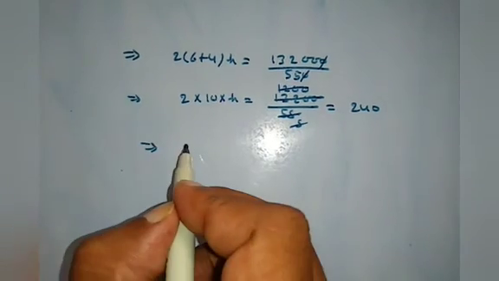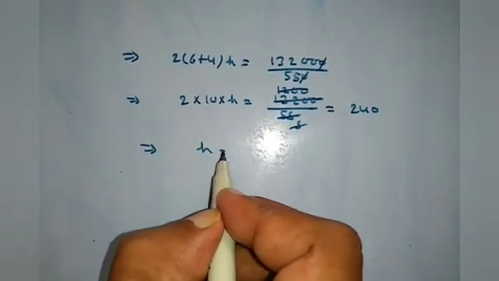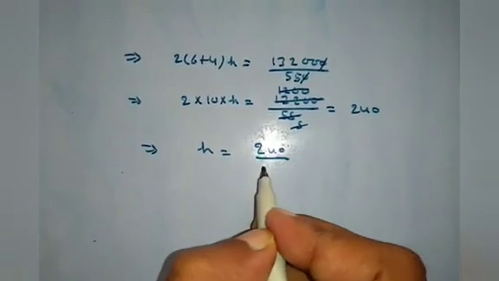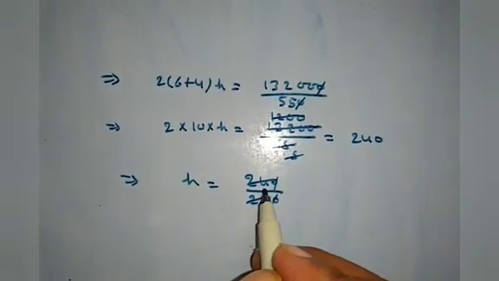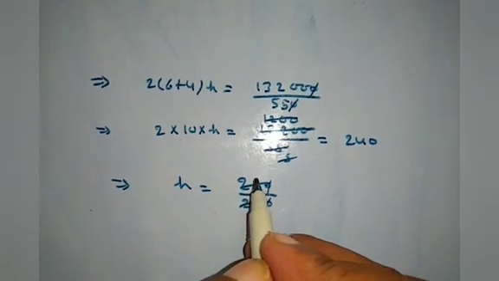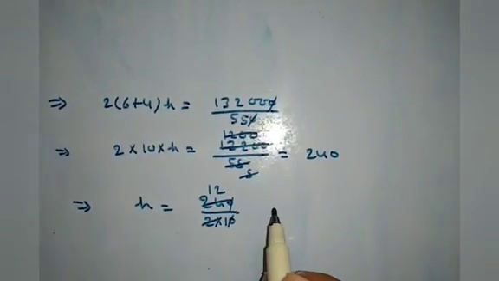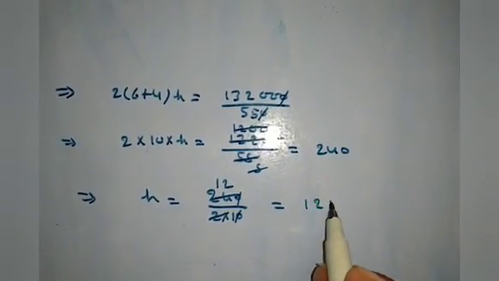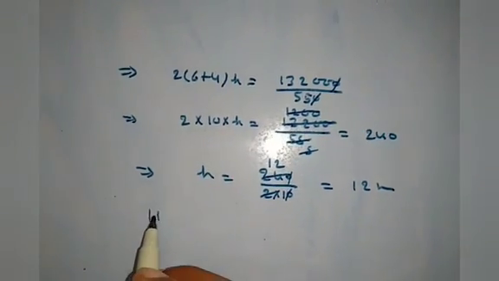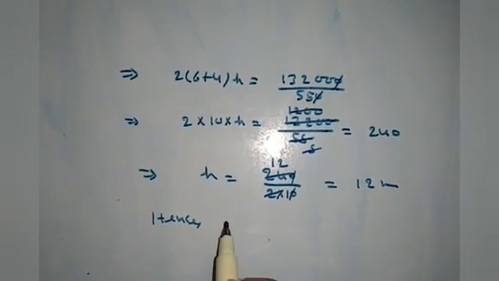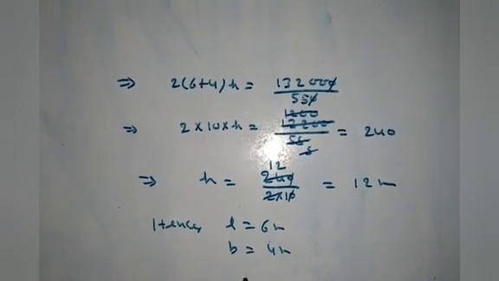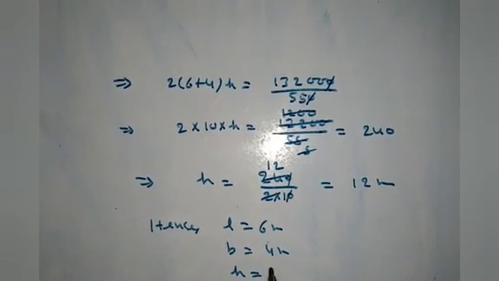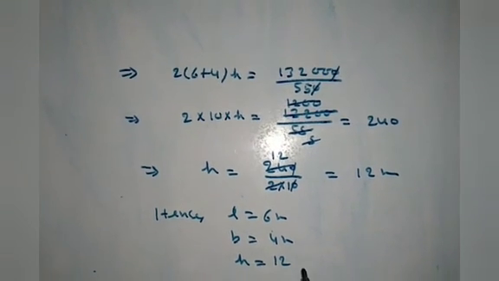So h is equal to 240 divided by 2 into 10. 0 and 0 cancel, and 24 is divisible by 2, 12 times, so equal to 12 meter. Hence L is equal to 6 meter, B equal to 4 meter, and H is equal to 12 meter. These are our answers.